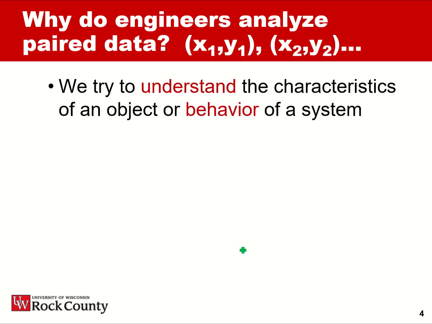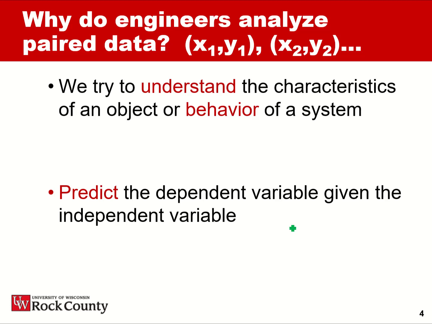What are other ones that we want to look at, and how are we going to understand these characteristics of an object or the behavior of the system? How and why do engineers want to do this? Why do we want to really understand this? We try to understand the characteristics of what's going on. We look at the behavior of the system, how it's behaving or acting over time. It also allows us to predict future events, to look ahead at something. If we know the dependent variable, we can say what's going to happen in the future and base it off of that.